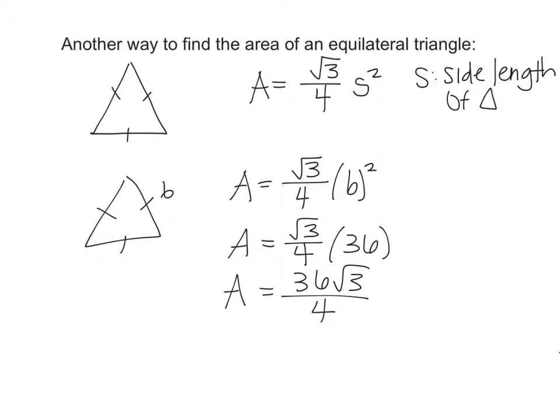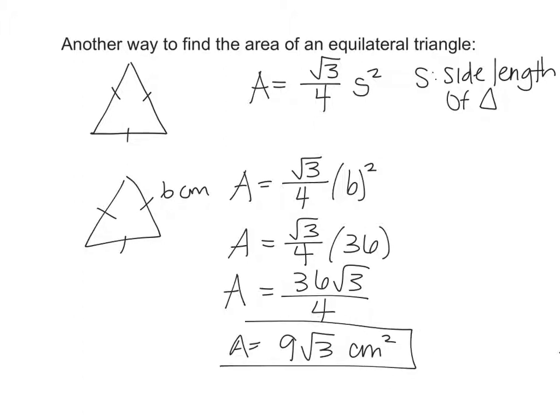So if I reduce this, I would see that 4 goes into 36 9 times, so 9 square root of 3. And if I knew this was 6 centimeters, it would be this in centimeters squared. That would be my final answer. It's super important that we recognize that this only works for an equilateral triangle.